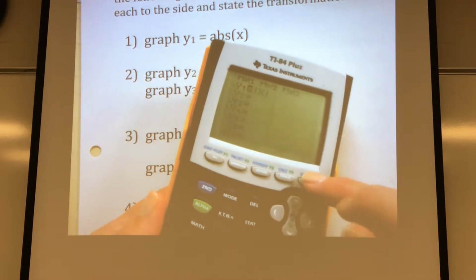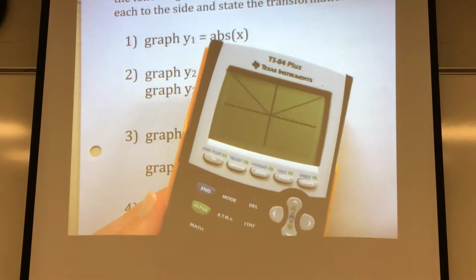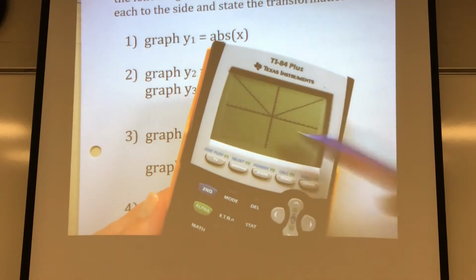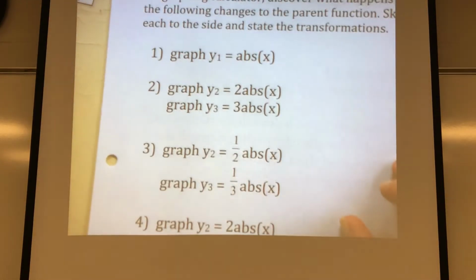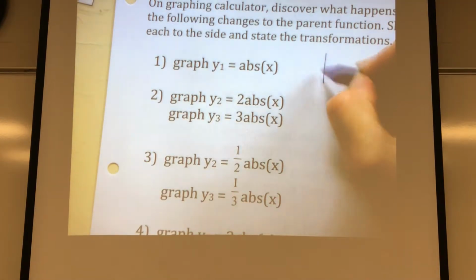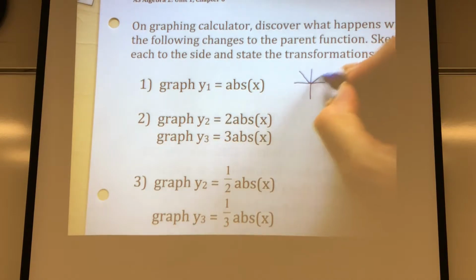Then hit graph, and you'll see the V shape if your window is in the standard form. Remember, if it's not, you can hit zoom 6 to get a standard window. So we're going to sketch that here. Here's our parent function, is what we call this one, because everything else is going to be based off of this one.